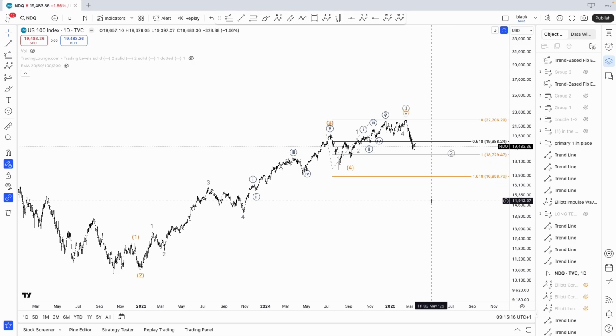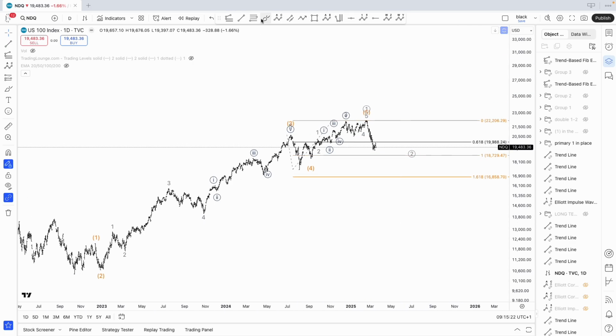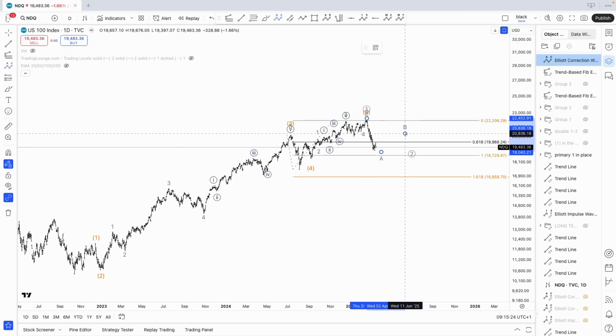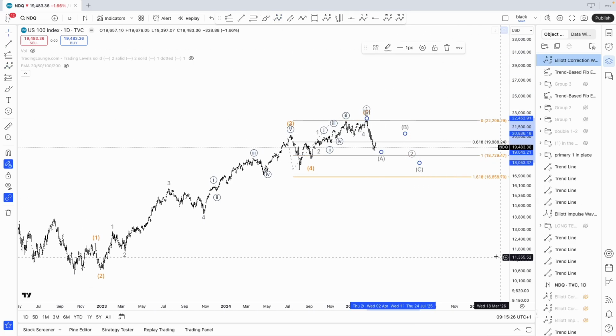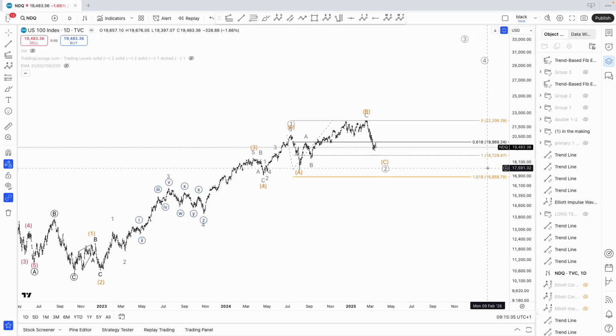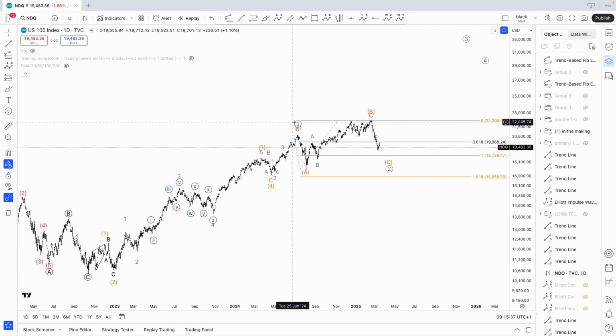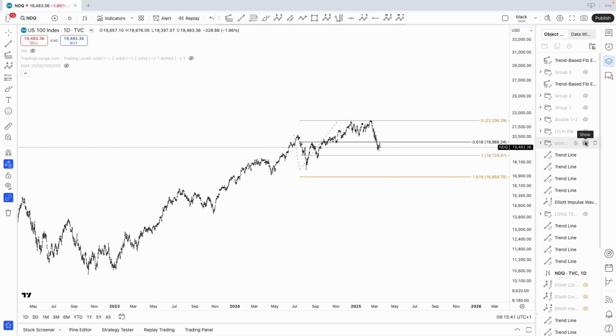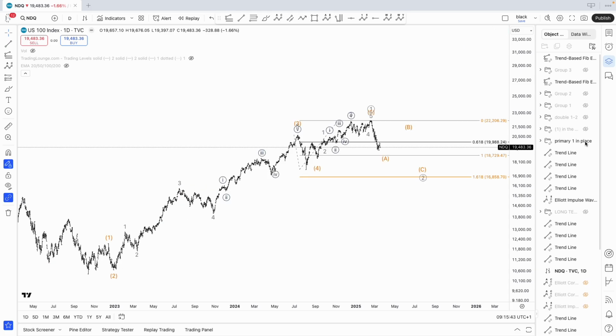So basically, what is the difference between this and the previous one? This is saying we have just begun a correction. The other one is saying we are near the end of the correction. Same degree, same waves, 1 and 2. This is the end, I mean, we're close to the end. We are just at the beginning.